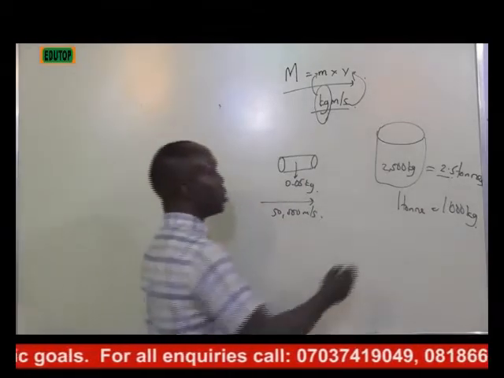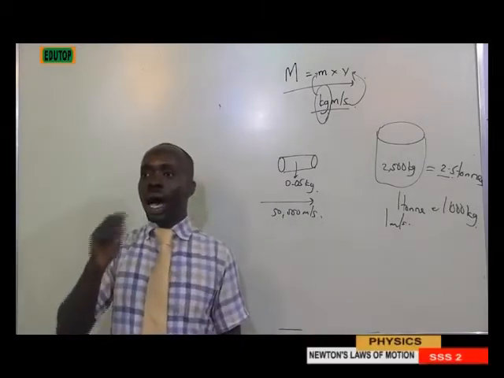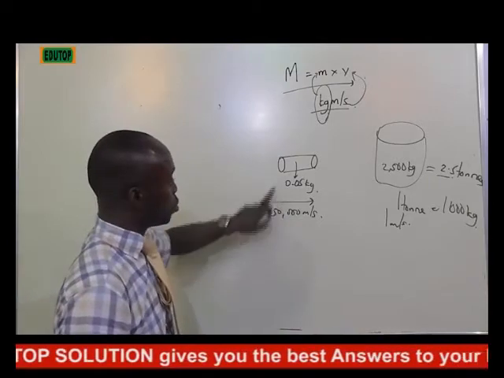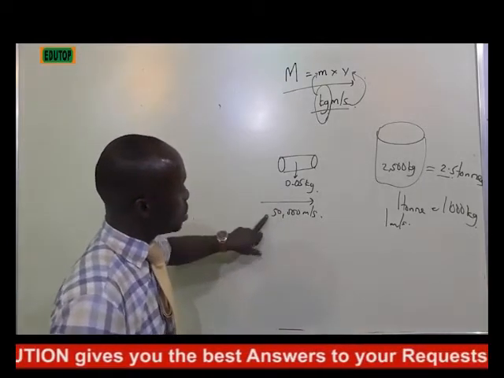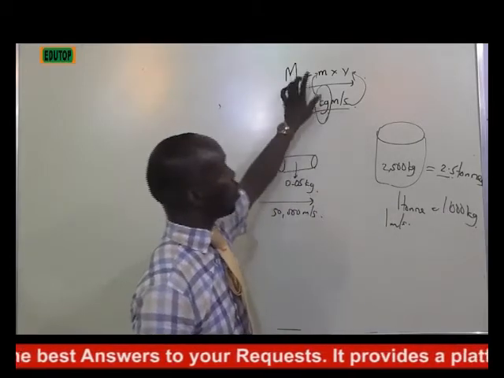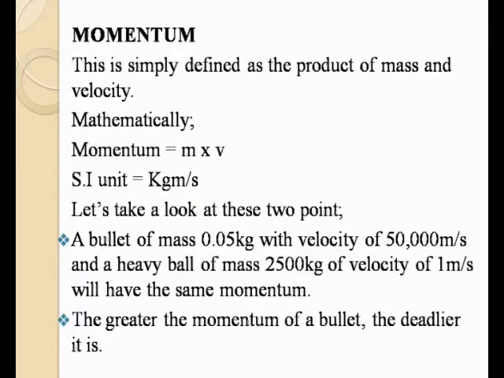It now possesses a velocity of 1 meter per second. What are we trying to say? We have the same momentum, meaning that if I calculate the momentum of these two, that's this mass times this velocity, and this mass times this velocity, both will have the same value of momentum. That's just the analysis.